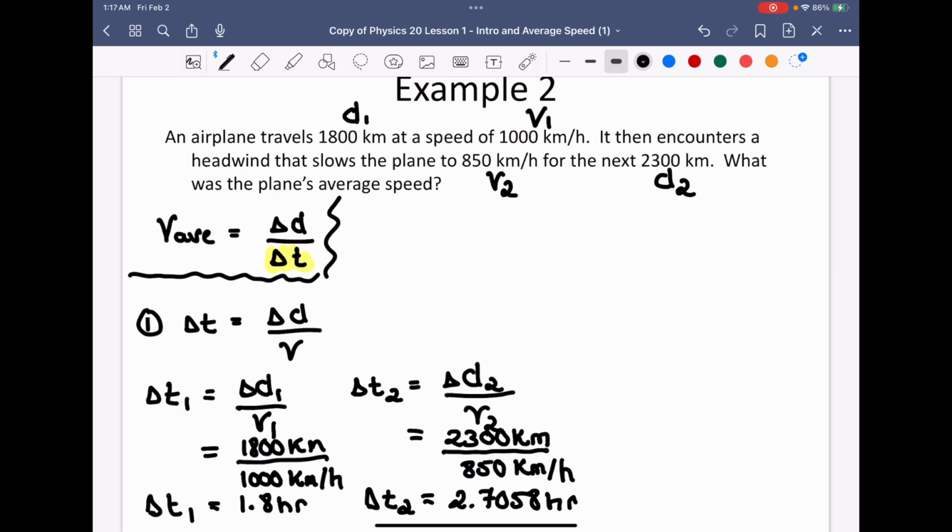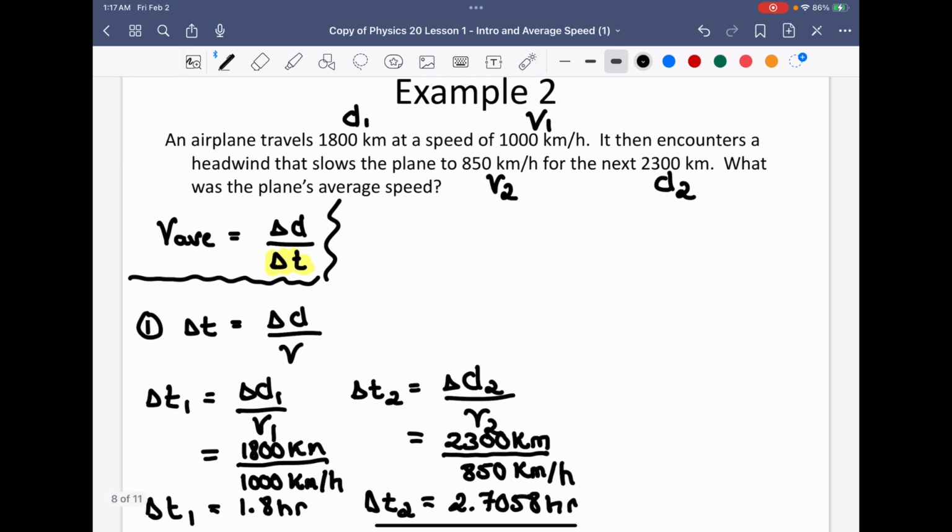So don't round until you get to the very end. All right, now that we have the total times in those two intervals, step number 2 is to put it all together so we can get an average speed.